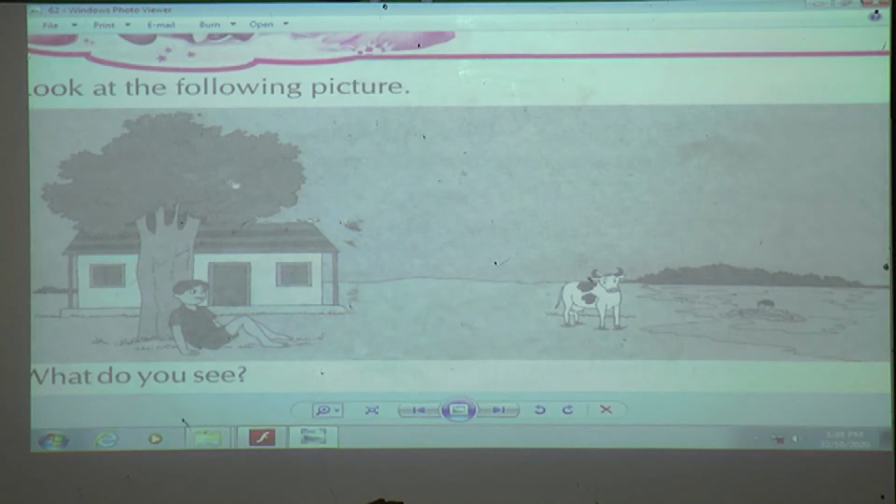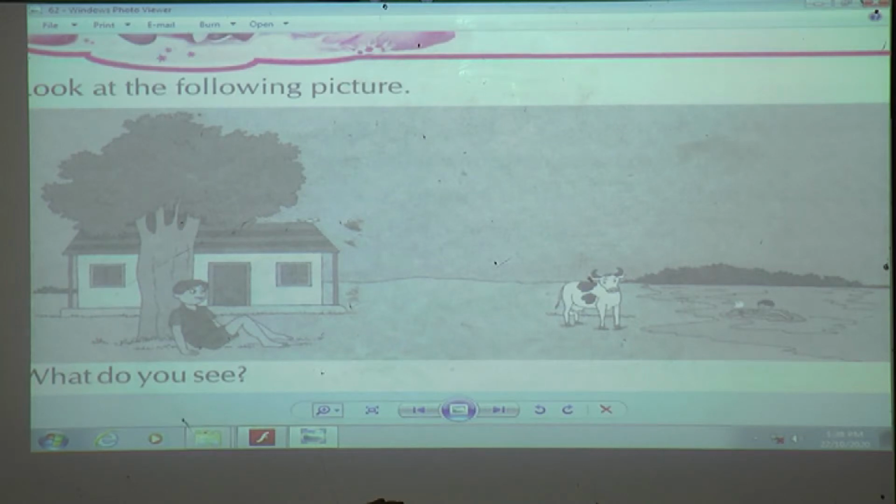Now, looking at this picture, we will make 5 sentences. Ready? First, what can you see? Yes, a boy is sitting under the tree. Next, a cow is standing near the lake. This is a lake, and a cow is standing near the lake. Now, here you can see one house, and it is behind the tree.